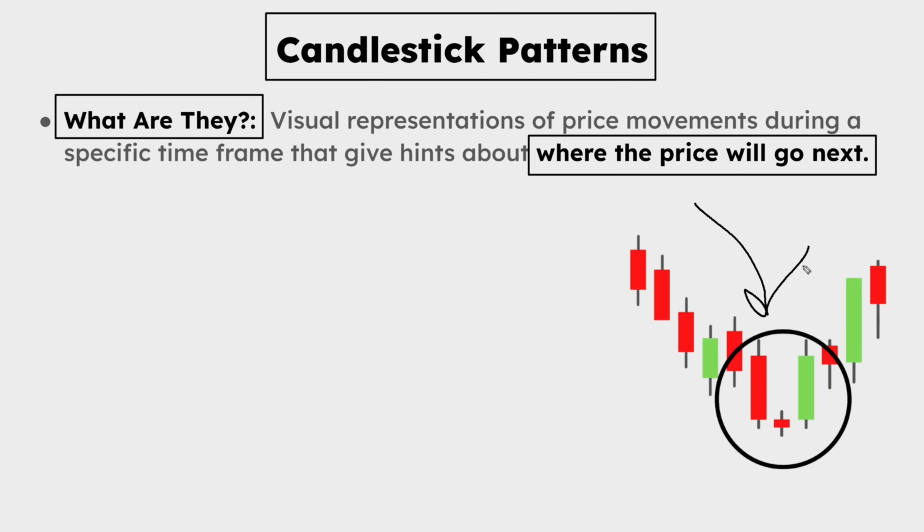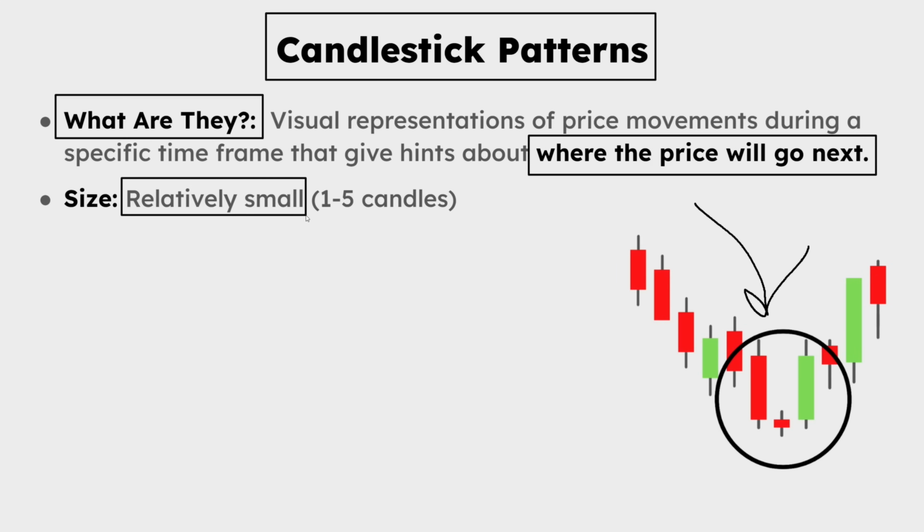No candlestick pattern can predict price movements with 100% certainty, and as with all technical tools, they are best used when you combine them with other technical variables. And when it comes to candlestick patterns, they are often relatively small. We are talking about maybe 1 to 5 candles. If you, for example, compare candlestick patterns to chart patterns, those can often be much larger, as you saw earlier in the course. And we also have different types of candlestick patterns.